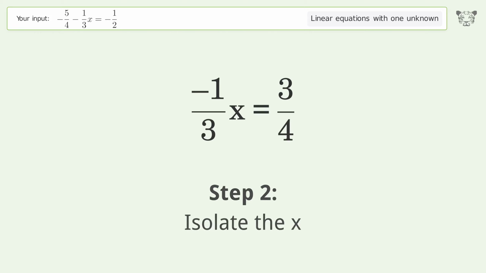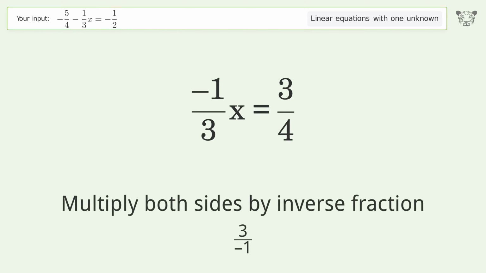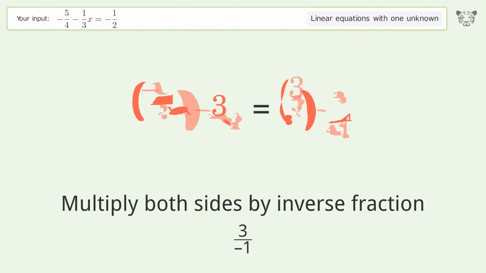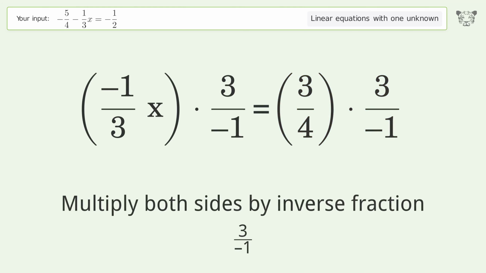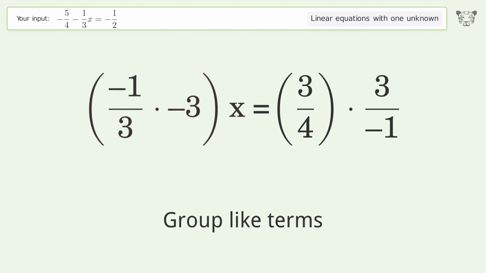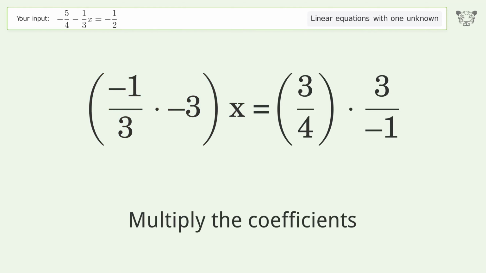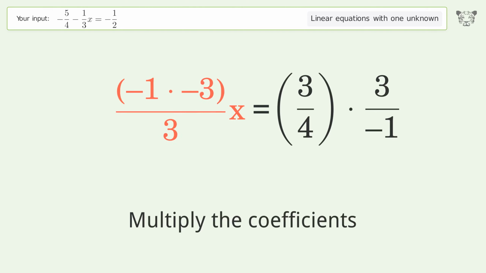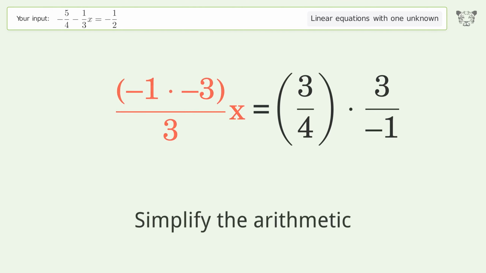Isolate the x. Multiply both sides by inverse fraction 3/-1. Group like terms. Multiply the coefficients. Simplify the arithmetic.